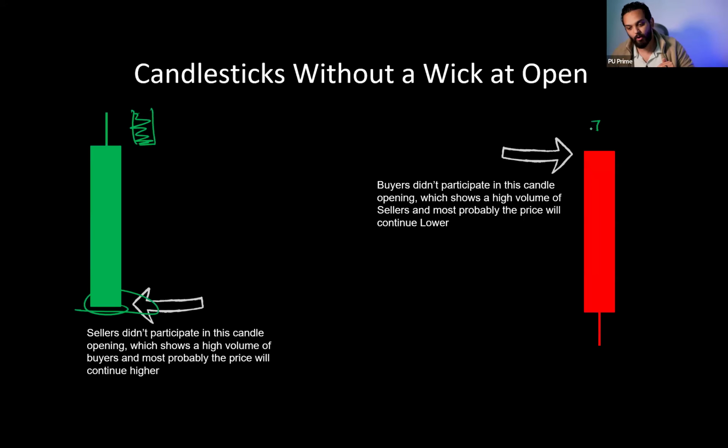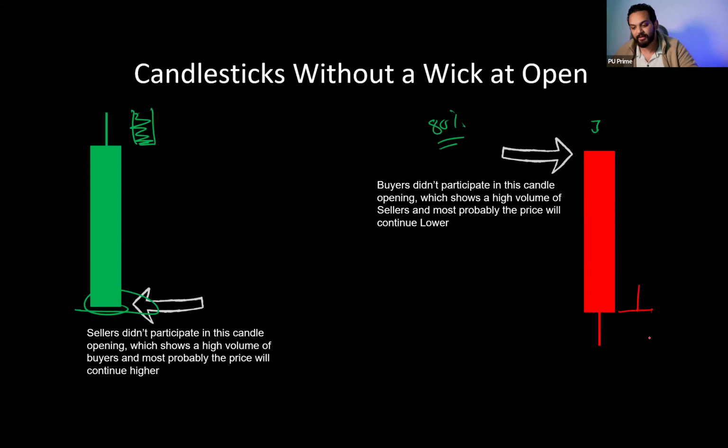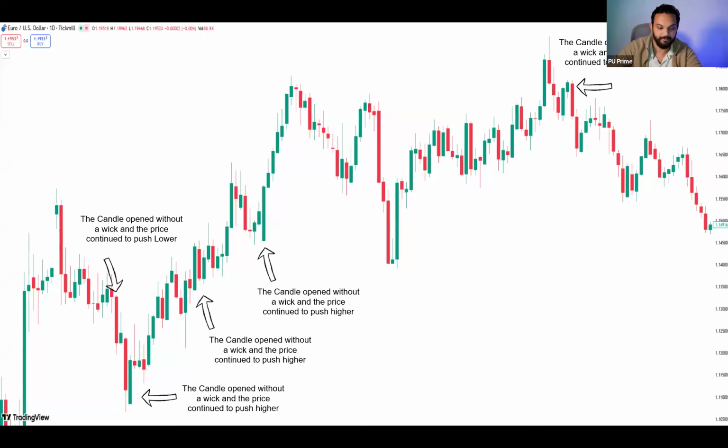If you see a candle opened without a wick like this, a bearish candle, this means that there is a higher probability, let's say 80%, that the price might continue to push down, and we can see a candle respect the previous low, and the price will continue to push down. Now, let's go to the chart and see, for example, because nothing in trading is 100% guaranteed. Nothing in trading is 100% guaranteed. We are just doing our expectations.